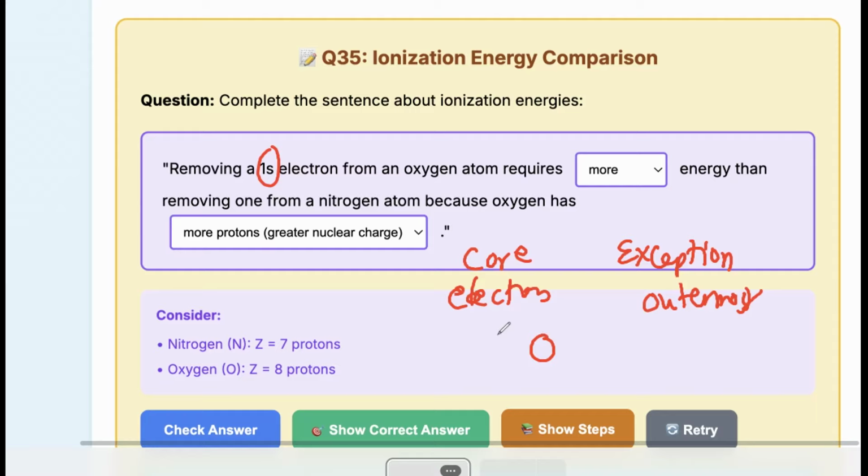Oxygen has more protons than nitrogen, so attraction is more, so the ionization energy will be more. Very, very important question, and please focus on it.